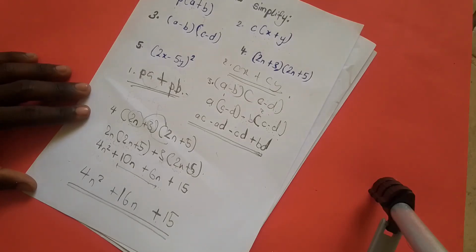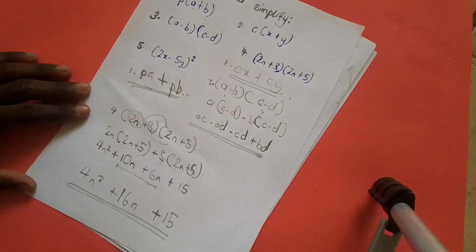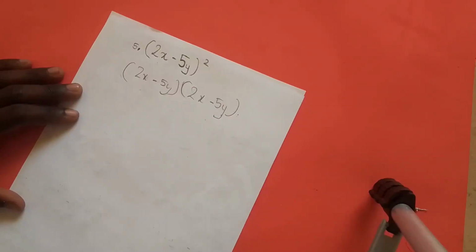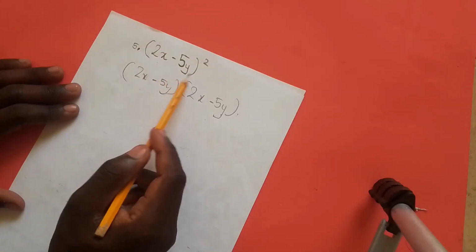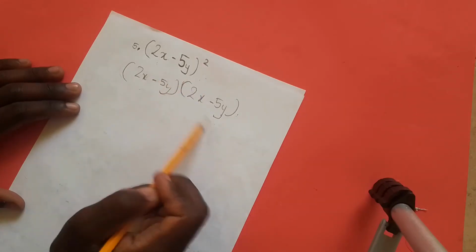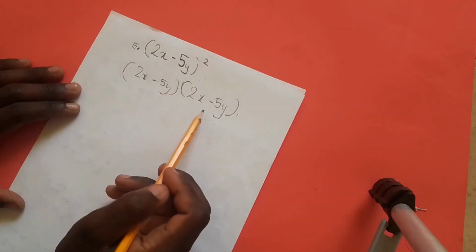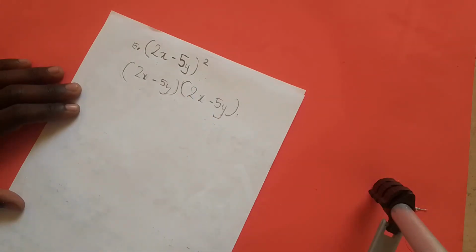So we're now left with question 5. I've rewritten question 5 on a separate answer sheet. Question 5 is saying that (2x minus 5y) squared is equal to 2x minus 5y times 2x minus 5y. It's just the same, it's squared, right?